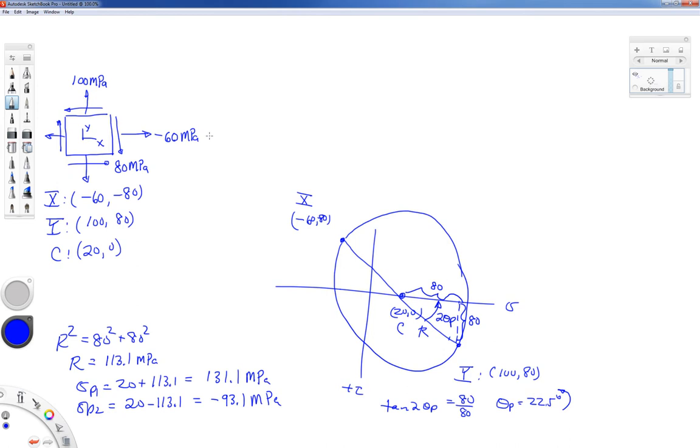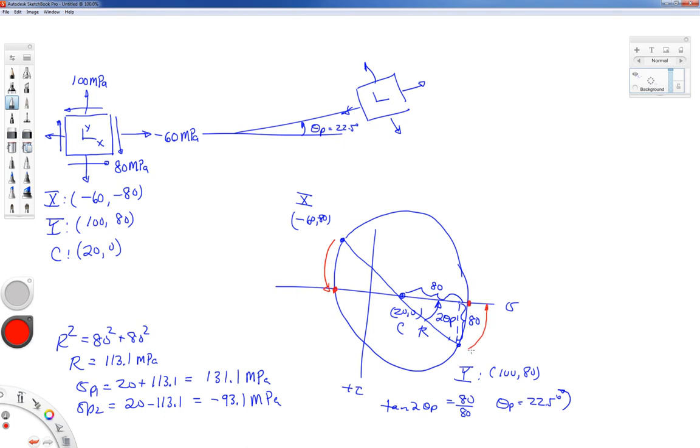So that means I start from my x-axis. I go this way, 22.5 degrees. On this block, I have sigma p1 and I have sigma p2. Now I have to be careful. This is a very important point that I'm going to make. Here's my x point, and when I did my rotation counterclockwise, my x point traveled to this position, and my y point traveled to this position.